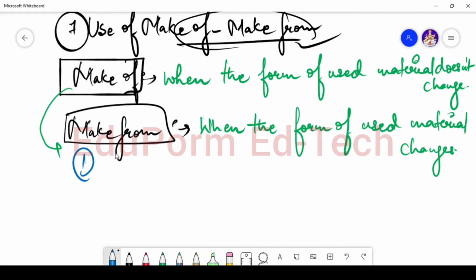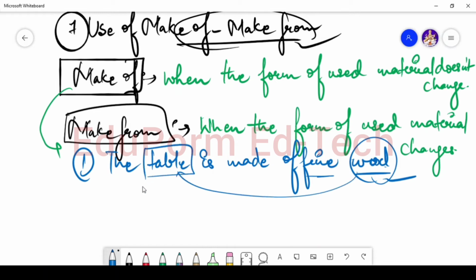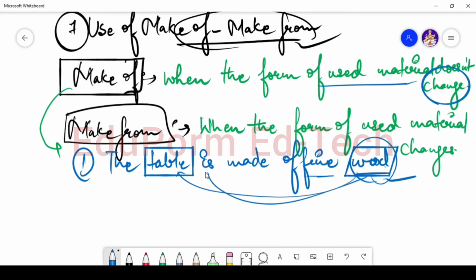If I'm using make of, like if I say that the table is made of fine wood. Okay, here the form of used material doesn't change. How? Because we used wood, and the table is what? It's a nice form of wood. Table bhi kya? Table bhi to lakdi hai. But it is a nicest form. It is a sober form of the wood. So the table is made of fine wood. That means the form of used material has not been changed here.